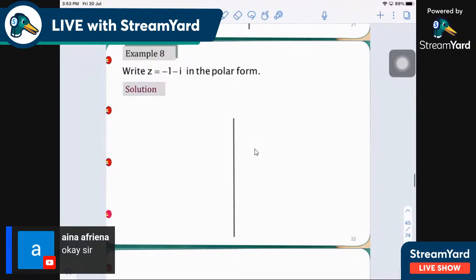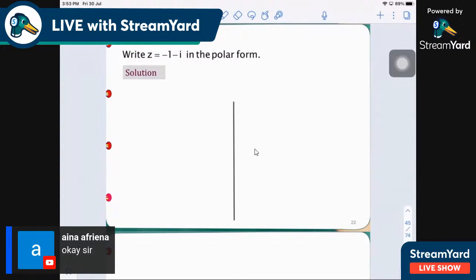Okay, example 8, I go on. Negative 1, negative i. So negative 1, negative i here, you get here. Because negative 1 here, negative 1 here. So this is the coordinate there, negative 1, negative 1. This is what we want. This is the alpha. So again, r is going to be the square root of negative 1 squared plus negative 1 squared. So dapat square root 2.